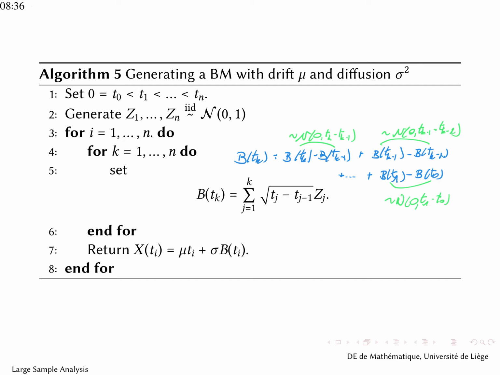And then the outer for loop will change this standard Brownian motion into a Brownian motion with drift mu and diffusion sigma squared by just applying mu times t_i plus sigma times B_ti.